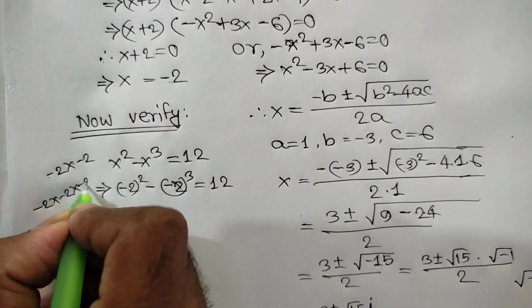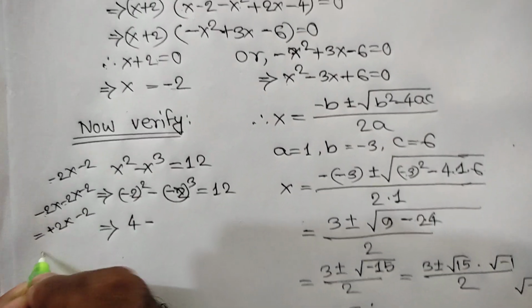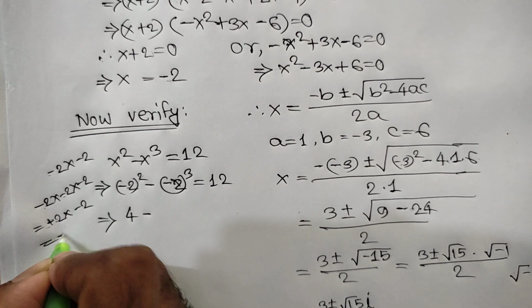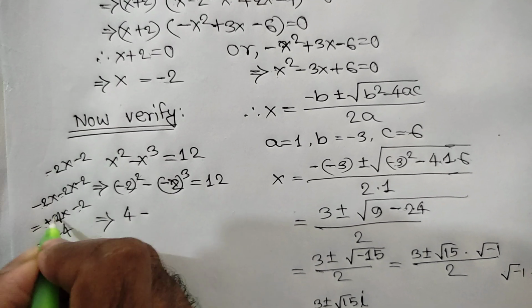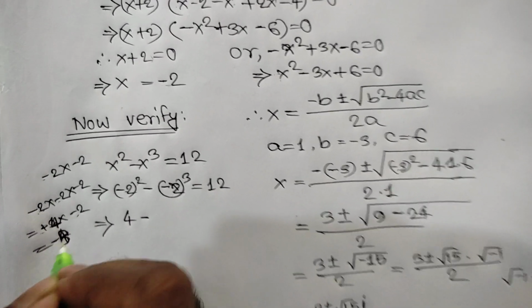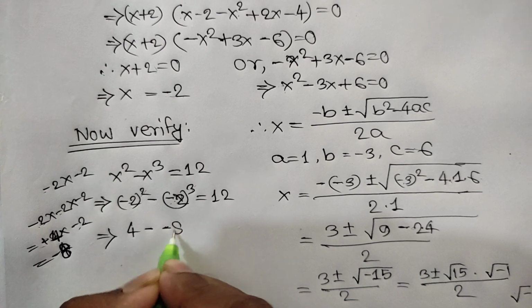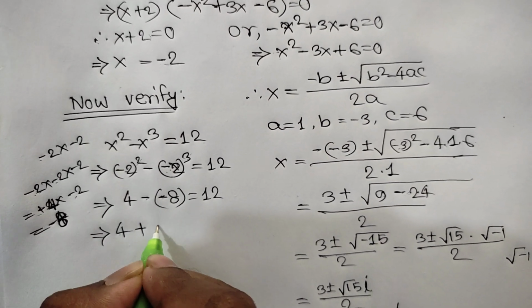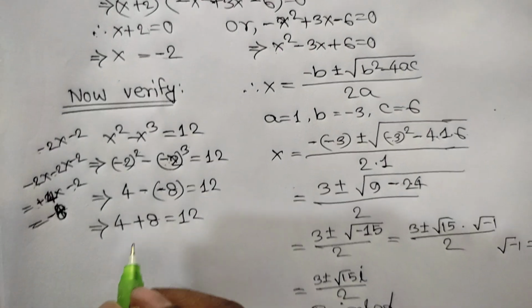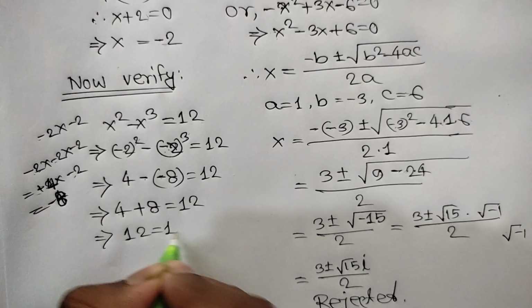times negative 2 times negative 2. So negative times negative, so positive 2 times negative 2. So positive times negative, negative 2 times 2 that means 4. Sorry, here 4 times 2 that means 8. So negative 2 cube that means negative 8 is equal to 12, or 4, negative times negative it will be positive, 8 is equal to 12, is equal to 4 plus 8 that means 12 is equal to 12.